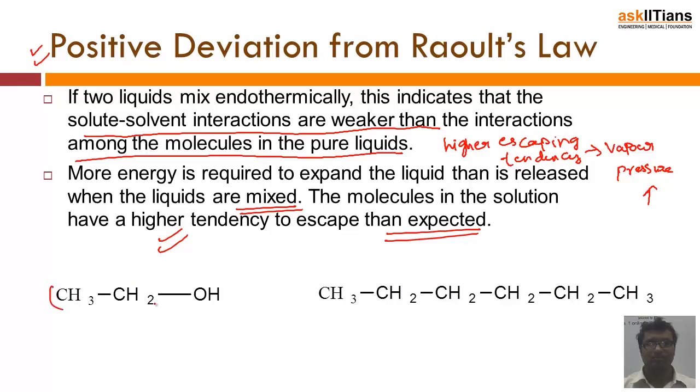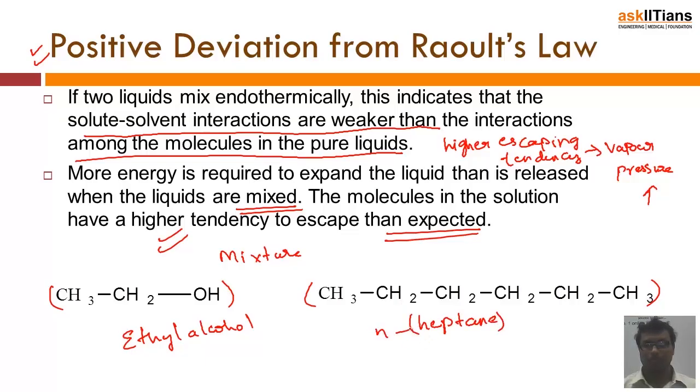Let's consider a solute and a solvent. When you have a mixture of ethyl alcohol and N-heptane, this mixture has higher escaping tendency because of weaker solute and solvent interactions, and this increases the vapor pressure of the given solution, and they are bound to show a positive deviation from Raoult's law.